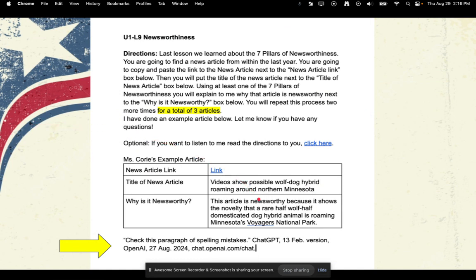So, for example, let's say I was doing this assignment and I wrote this answer right here in this box, and I wanted to check for spelling mistakes. I would say, check this paragraph for spelling mistakes, is what I told the chat box. Then I put down what website I got it from, the day that the version was updated, the date I accessed it, and then the website. Okay.